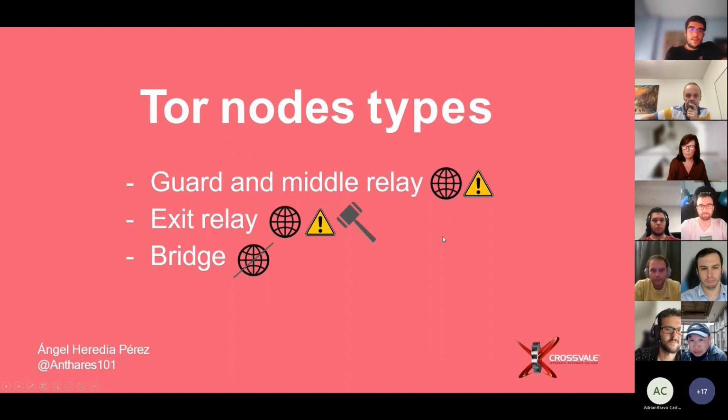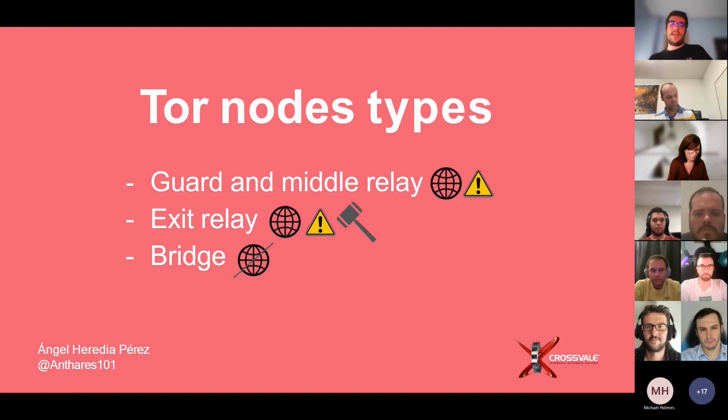Now let's talk about what type of nodes there are in the Tor network. First, guard and middle relays. These are the most common types, and in essence, they are the same, but the main difference is that the guard nodes are trusted by the network. They have certain requirements for a middle relay to be considered a guard node. A guard node is basically the first node of the chain, and the middle relay is the second one.